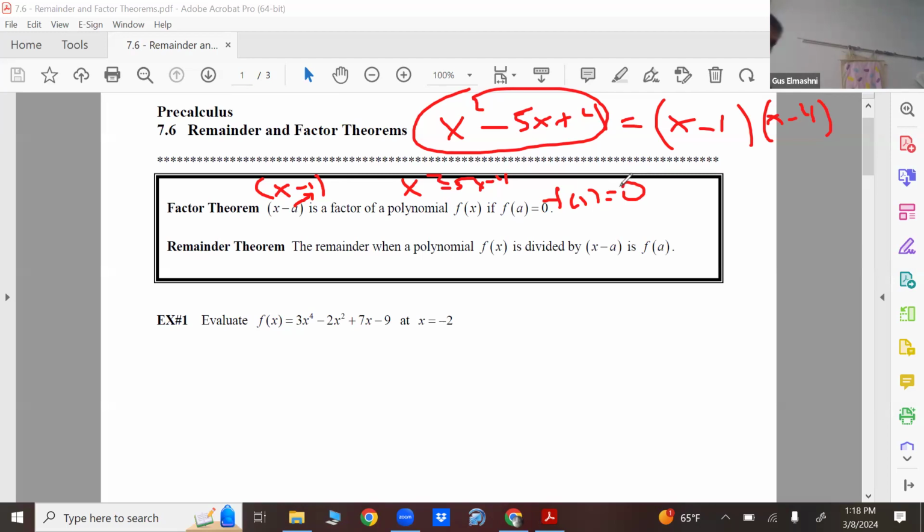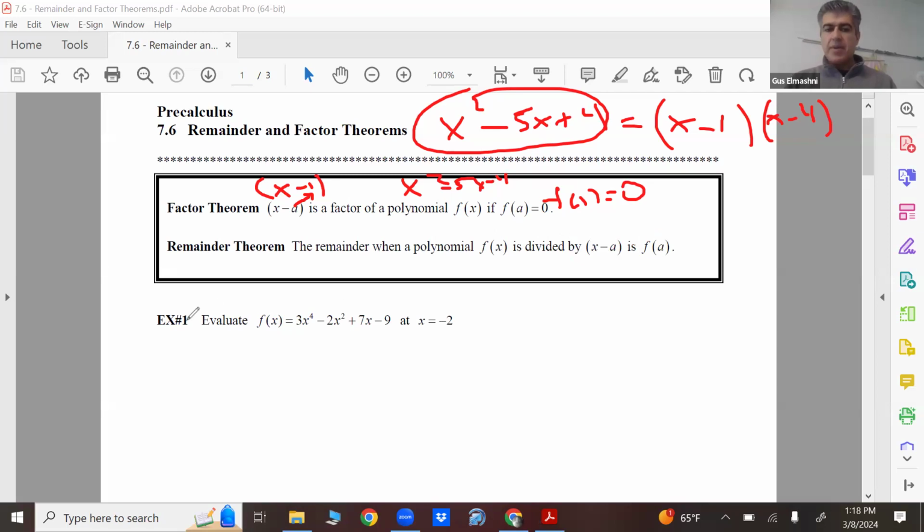And the reason why that works is because whatever makes the factor 0 is an x-intercept, right? An x-intercept is where y is 0, and f of a is y when x equals a. So that's why this makes sense, because these are just x-intercepts. Now, the other one is a little weird, but when we go through example 1, it makes sense. The remainder, when you divide f of x by x minus a. What if it's not a factor, right? What if it doesn't factor out cleanly? Then when you divide by x minus a, the remainder will equal f of a.